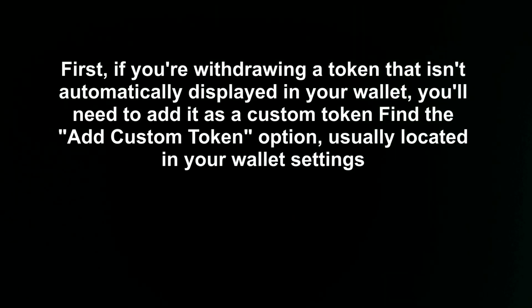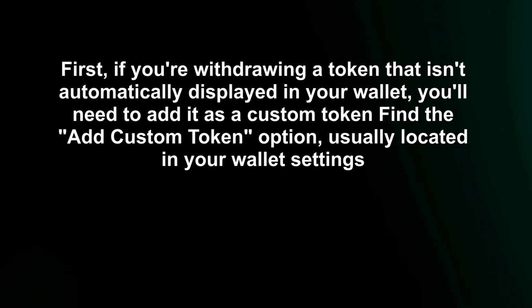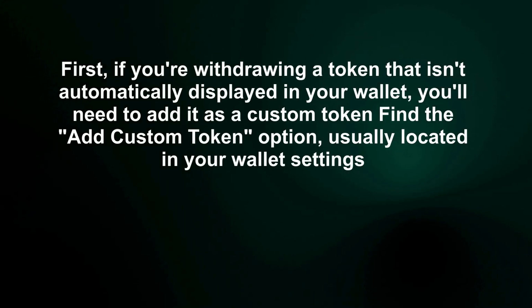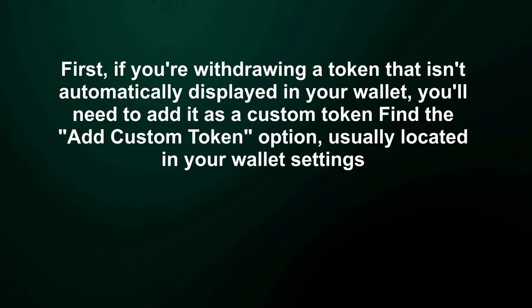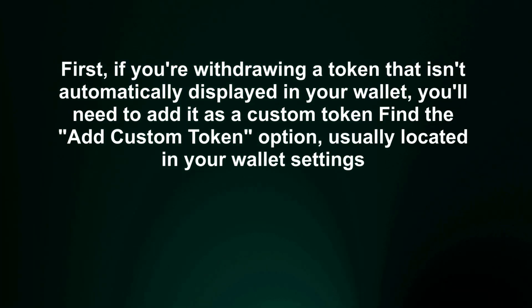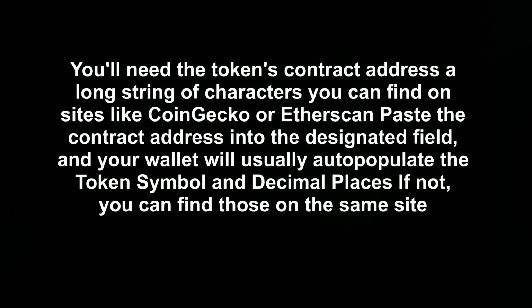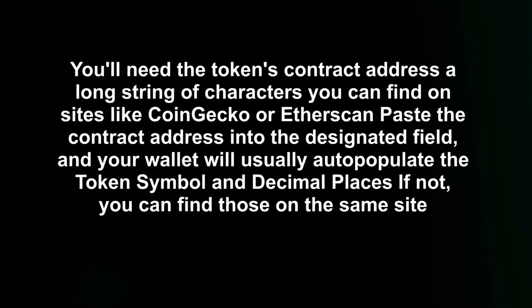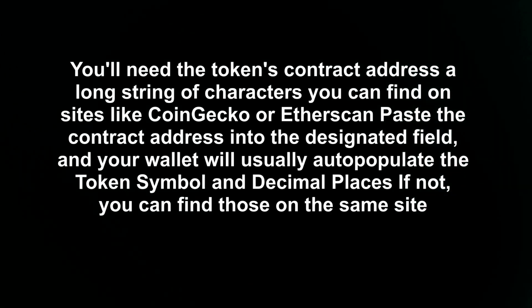First, if you're withdrawing a token that isn't automatically displayed in your wallet, you'll need to add it as a custom token. Find the Add Custom Token option, usually located in your wallet settings. You'll need the token's contract address, a long string of characters you can find on sites like CoinGecko or Etherscan.